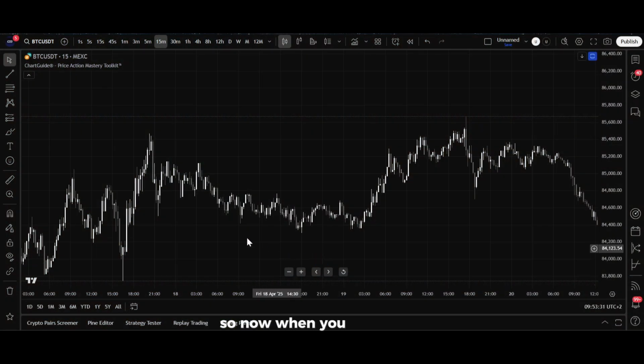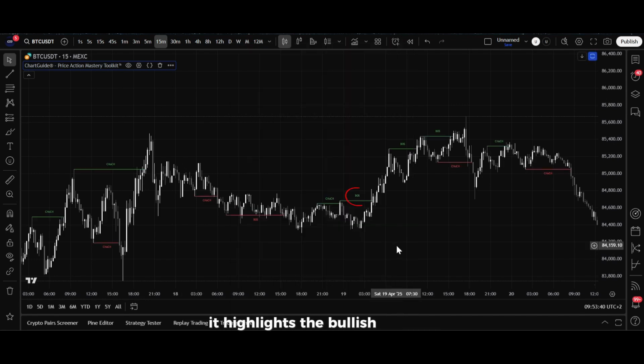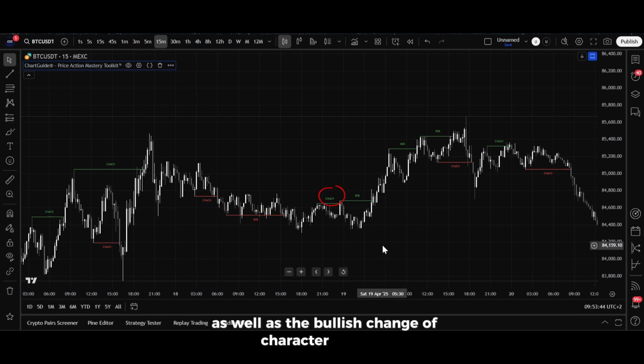So now, when you go into the settings of the ChartGuide Price Action Mastery Toolkit and turn on swing structure, you'll see that it automatically marks everything for you. It highlights the bullish break of structure and bearish break of structure, as well as the bullish change of character in green when the trend shifts from a downtrend to an uptrend, and the bearish change of character in red when the trend shifts from an uptrend to a downtrend. The toolkit plots all the BOS and CHoCH points directly on your chart, so you don't have to mark them manually. It saves time and keeps your chart clear.